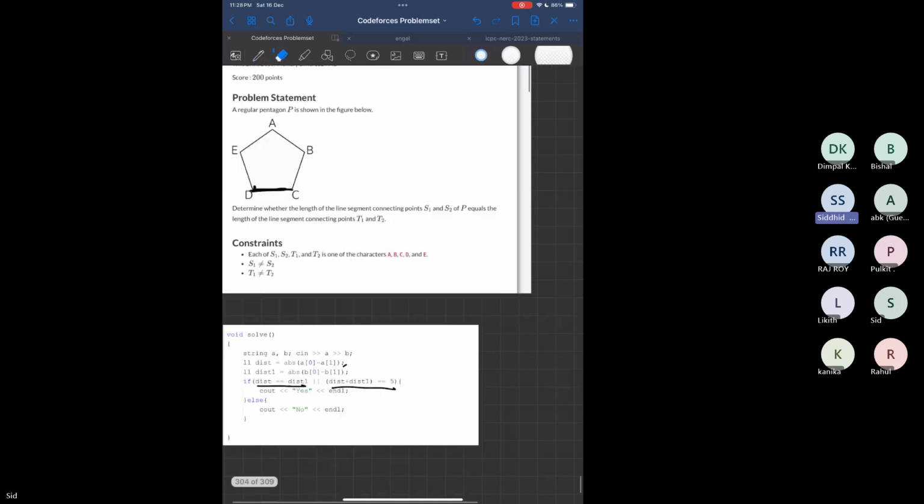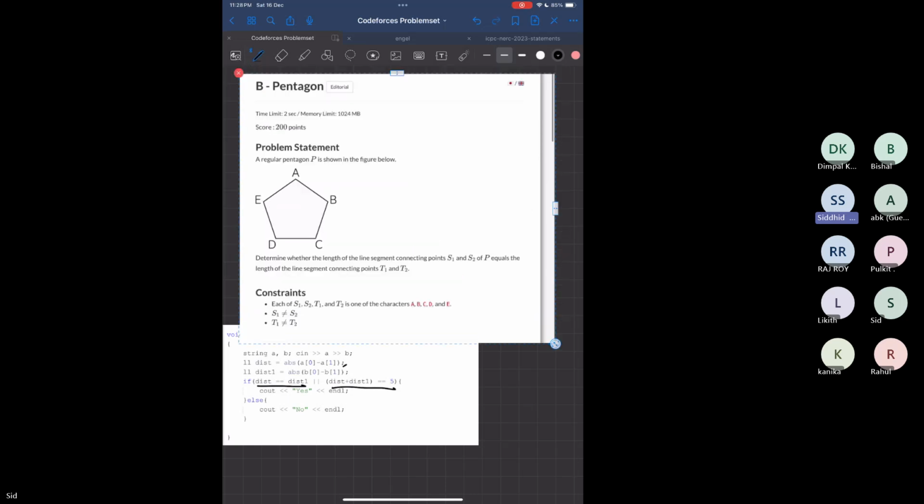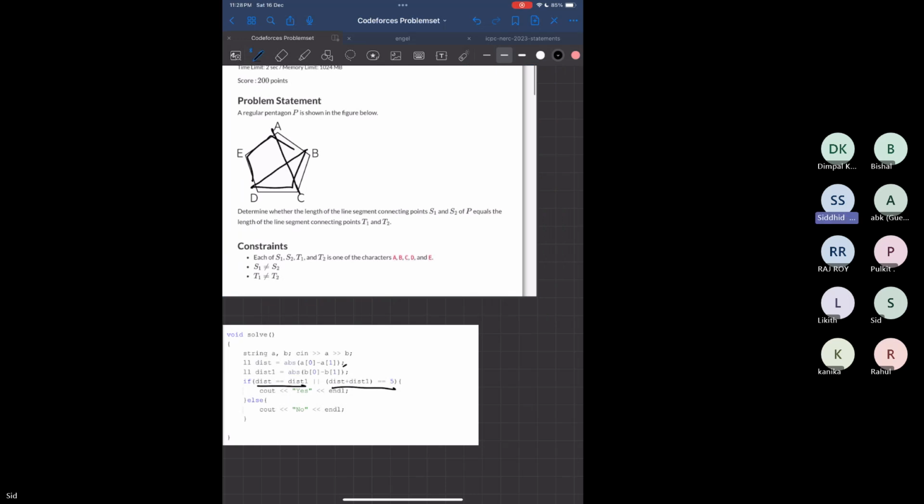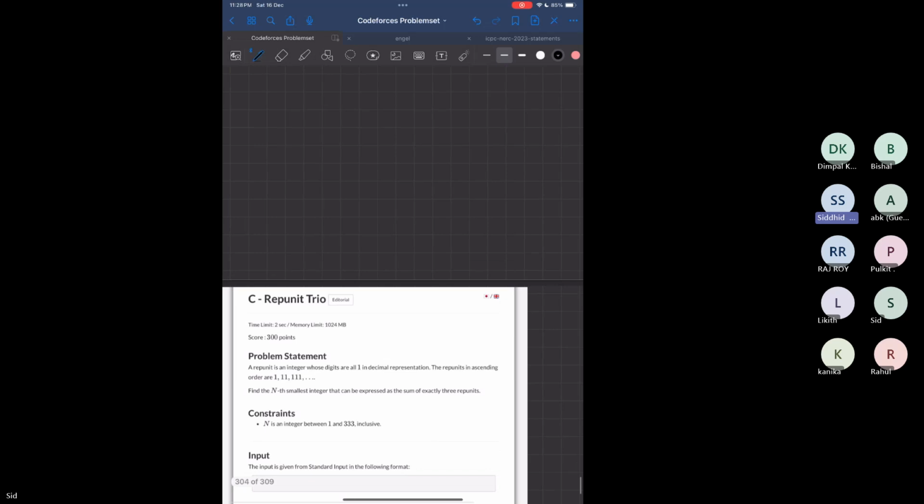Why does this case come up? Because it can be like we are moving from D to D. So when we subtract, we will get this length, but we are not considering this. And if we take A to C, then these two lengths are equal, right? Because this and this. To check that, we are doing this because we don't know the ordering. They haven't told us if S1 is less than S2 or anything like that. So that is all about B.